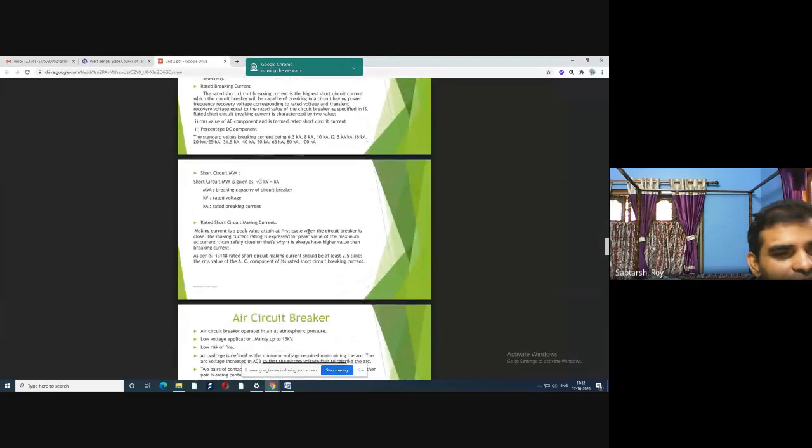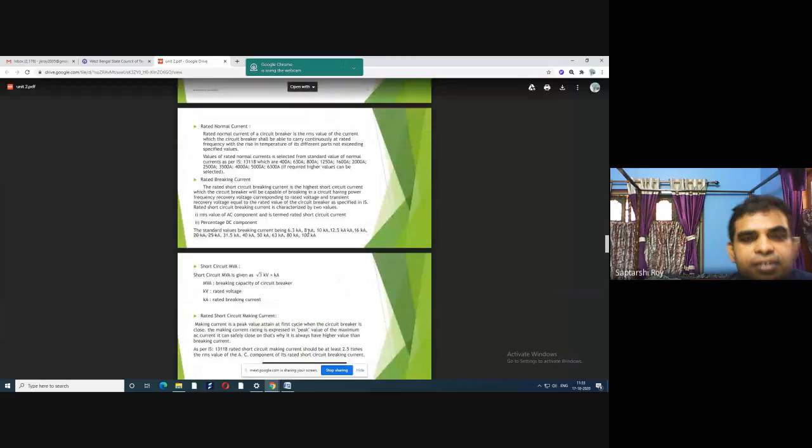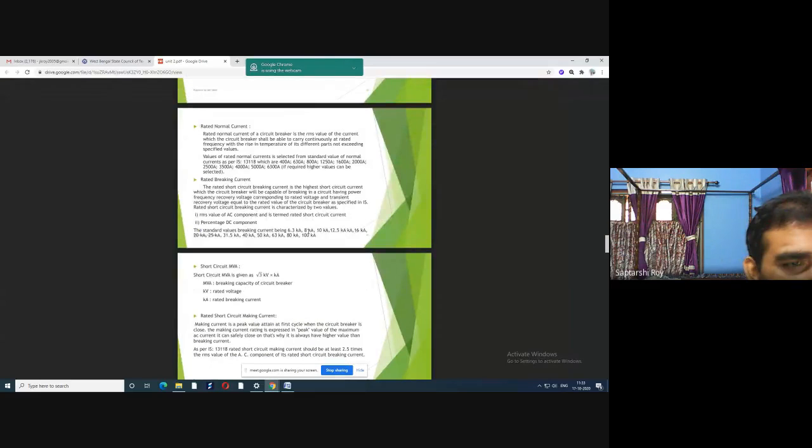নেক্সট হচ্ছে rated normal current. So rated normal current of a circuit breaker is the RMS value of current which the circuit breaker shall be able to carry continuously at its rated frequency with the rise in temperature in its different parts not exceeding specified values.